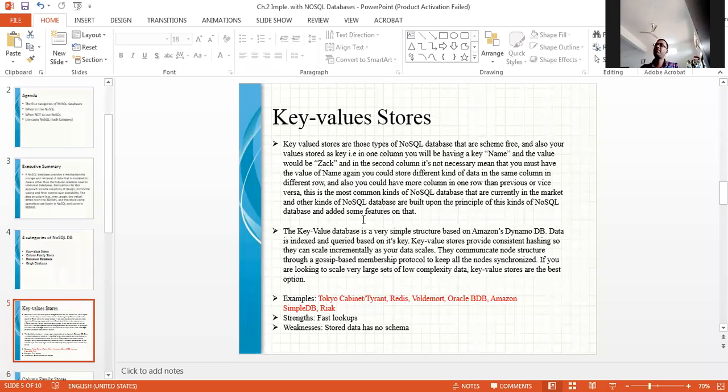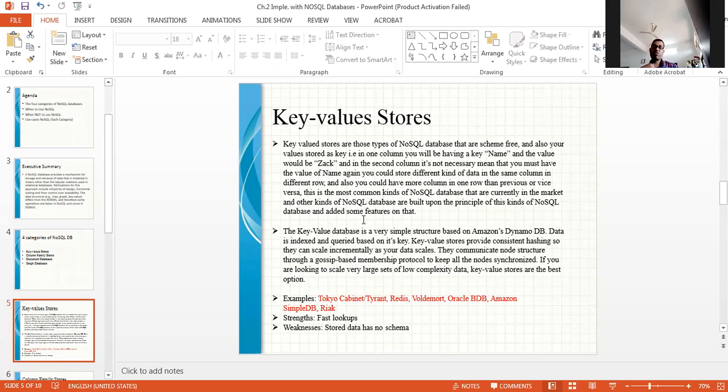So if we are looking to scale a very large set of low complexity data, key value store is the best database option to store that data. There are a few examples: Tokyo Tyrant, Redis, Voldemort, Oracle, Amazon SimpleDB, Riak. These are a few examples of key value stores.